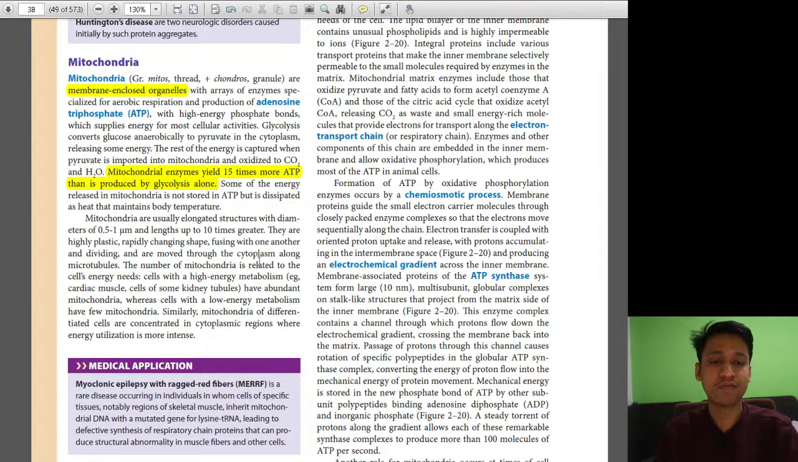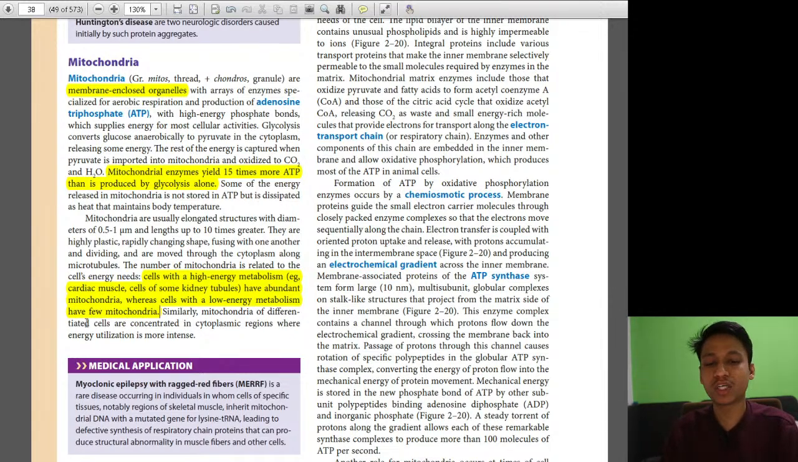The number of mitochondria is related to the cell's energy need. So whenever cells require more energy, we have more mitochondria. Cells with high energy metabolism, like cardiac muscle cells or cells of kidney tubules, have abundant mitochondria, whereas cells with low energy metabolism have few mitochondria. These examples are important: cardiac muscle cells and kidney cells have high numbers of mitochondria.